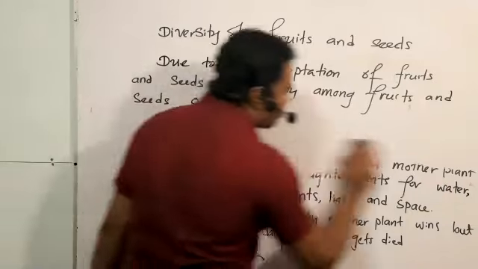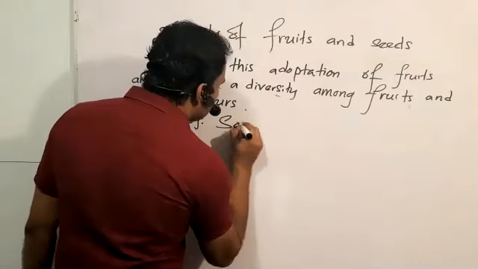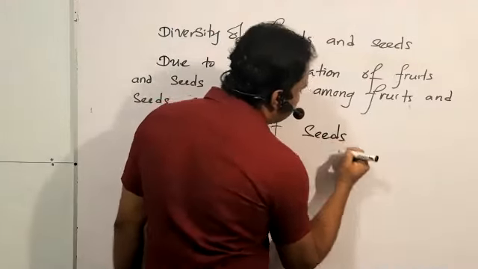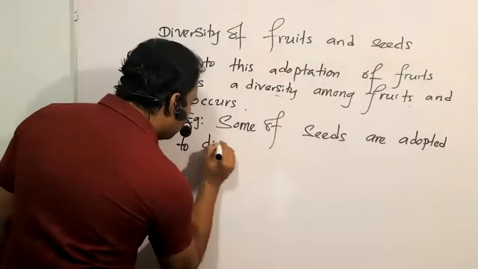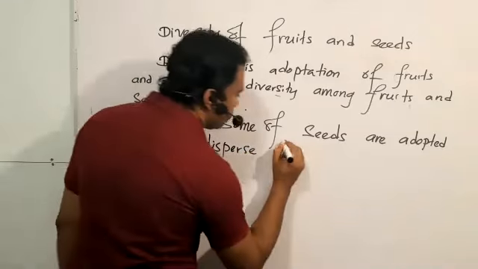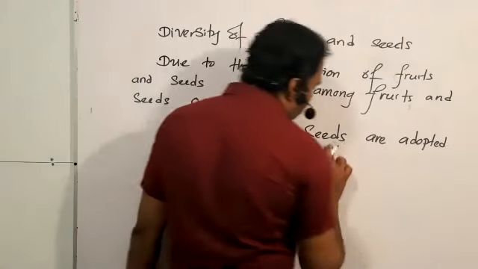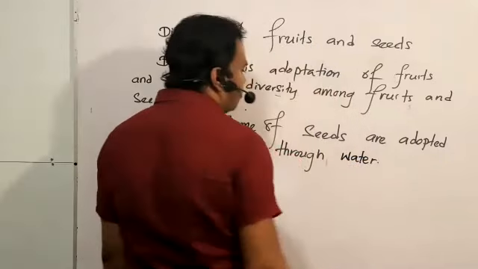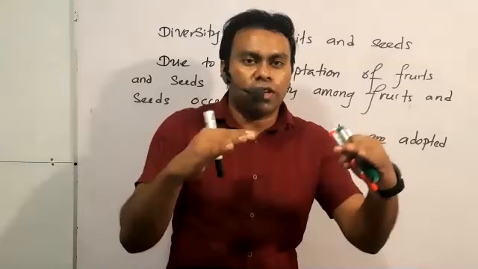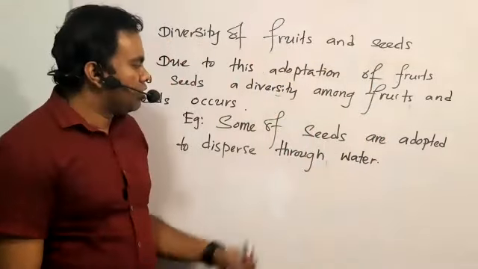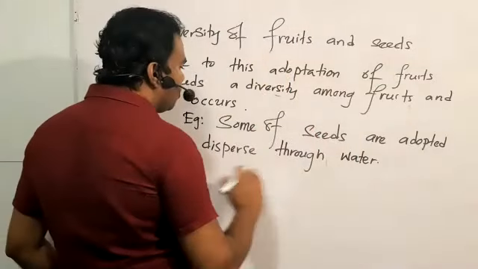Example, some of the seeds are adapted to disperse through water. Then, what happens? A heavy seed is produced. It will never float on water. It will sink to the bottom. So the seeds that are dispersed through water have an adaptation.